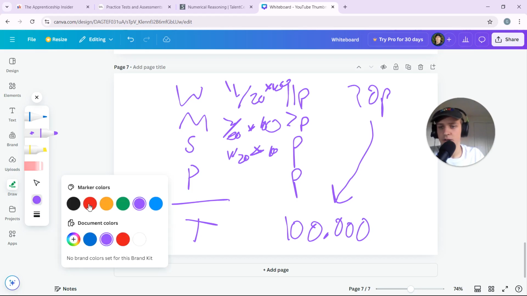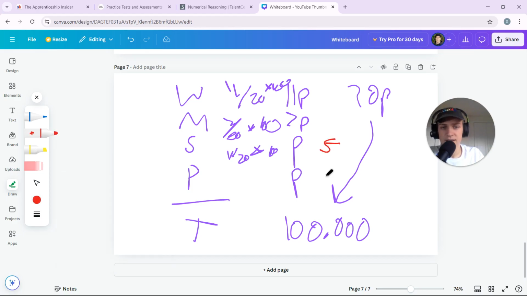Let me go into a different color so it's clearer. This is going to be 5%. This is going to be 5%. This one, 7, is going to be 35%. This one here is going to be 55%. Let me just check that adds up. 55% plus 35% is 90, 95, 100. Yep, that all adds up. So that's what it is.